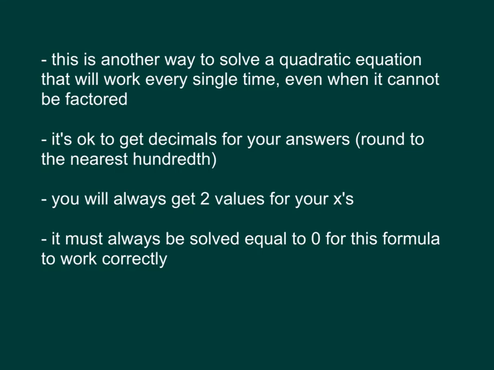A couple things we need to note. This is just another way to solve a quadratic equation that will work every single time, even when it cannot be factored. Okay, we just learned factoring, but this one will work every single time. It's okay to get decimals for your answers, and please round to the nearest hundredth. You will always get two values for your x's because we're talking about where this quadratic crosses the x-axis, and it must always be solved equal to 0 for this formula to work correctly.